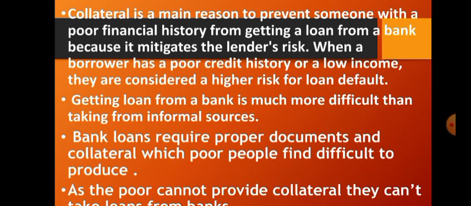Collateral is a main reason to prevent someone with a poor financial history from getting a loan from a bank because it mitigates the lender's risk. When a borrower has a poor credit history or low income, they are considered a higher risk for loan default. Getting a loan from a bank is much more difficult than taking from informal sources. Bank loans require proper documents and collateral which poor people find difficult to produce. As the poor cannot provide collateral, they can't take loans from banks.